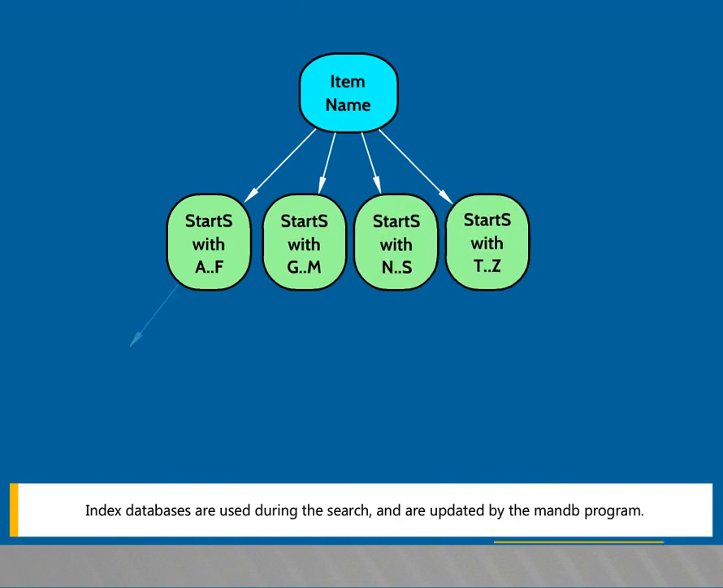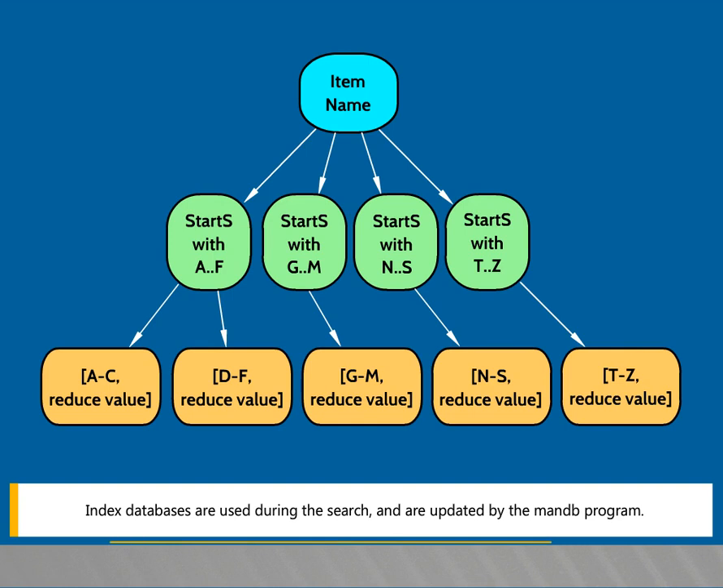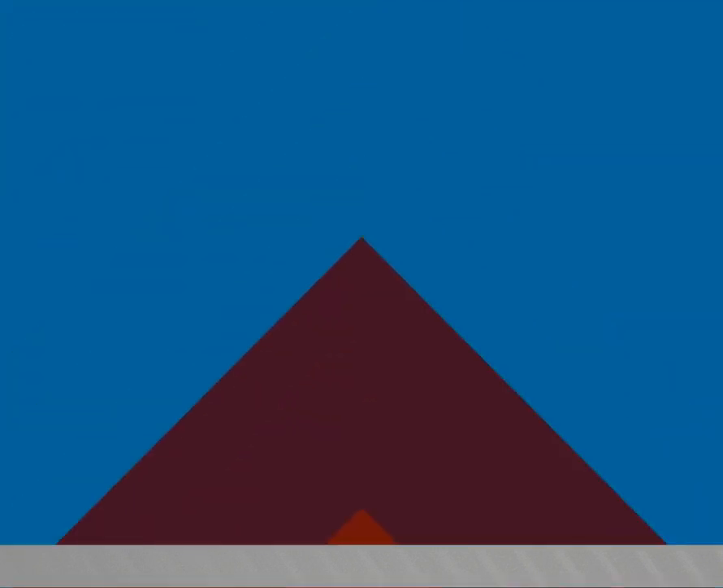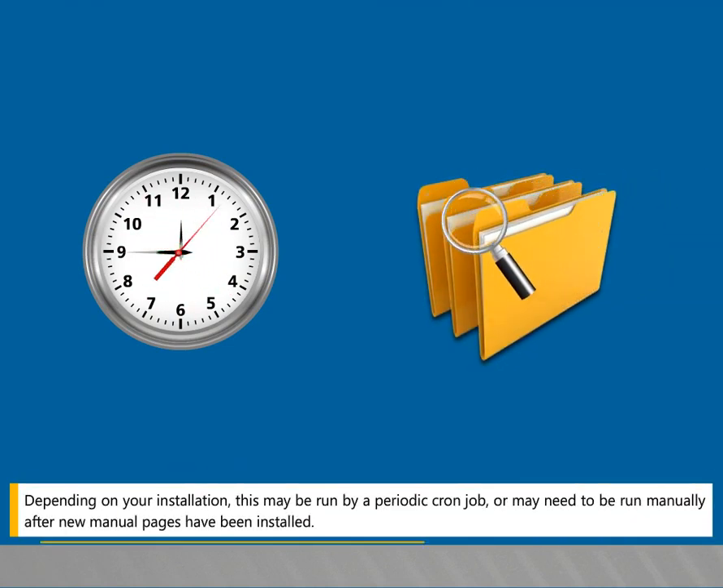Index databases are used during the search and are updated by the mandb program. Depending on your installation, this may be run by a periodic cron job or may need to be run manually after new manual pages have been installed.